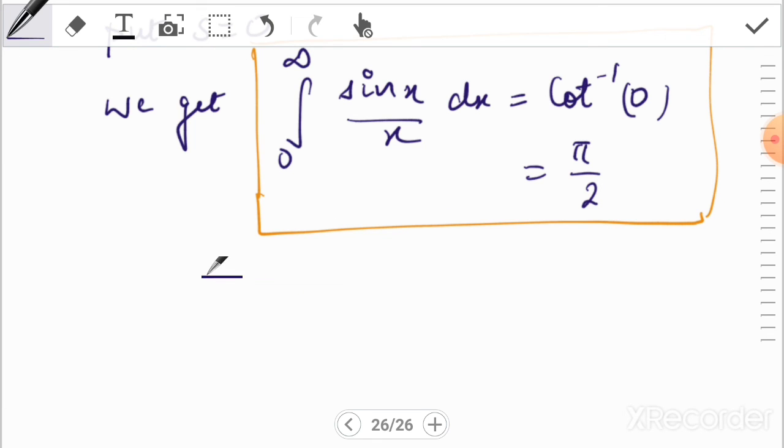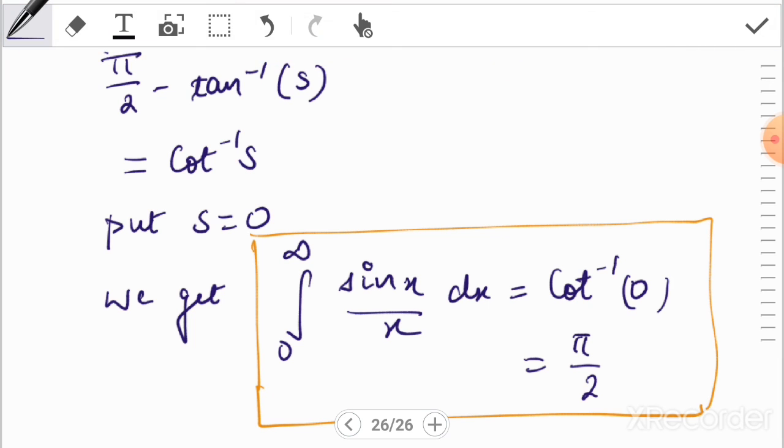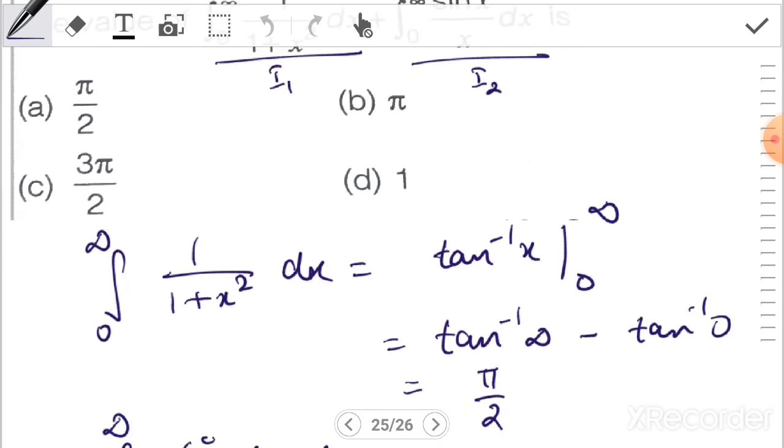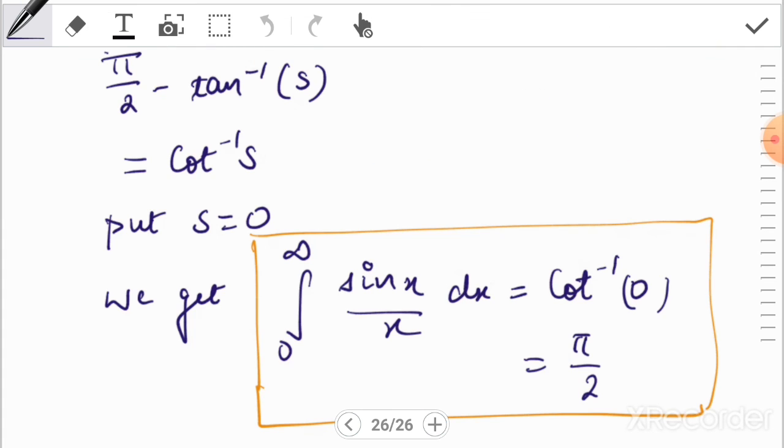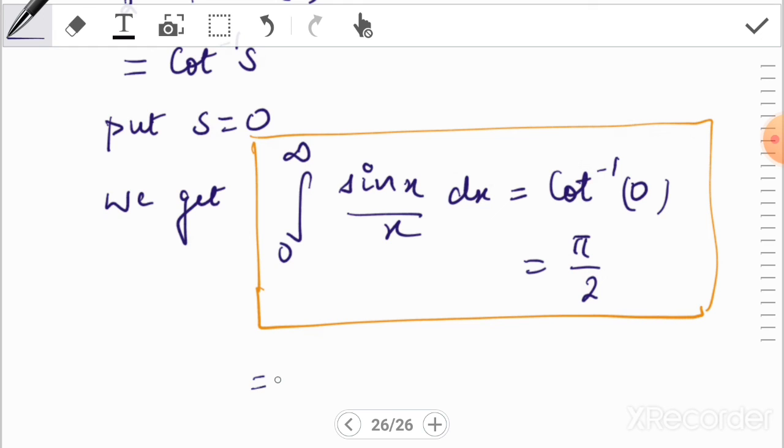And then we have the final result as pi by 2 plus pi by 2, so that is pi. So pi is the right answer.